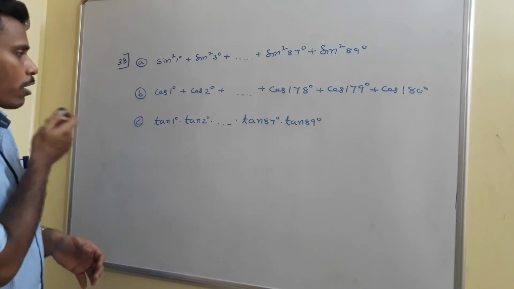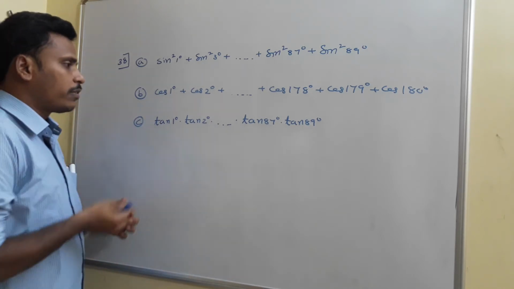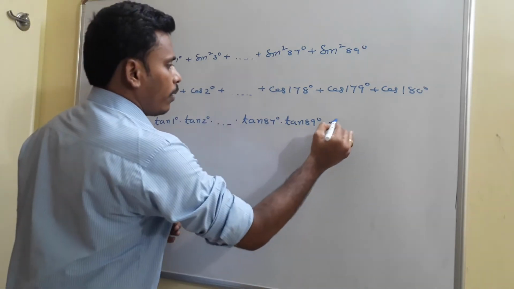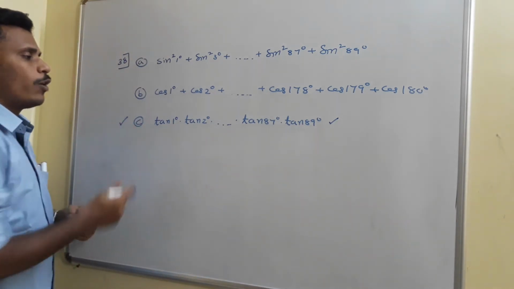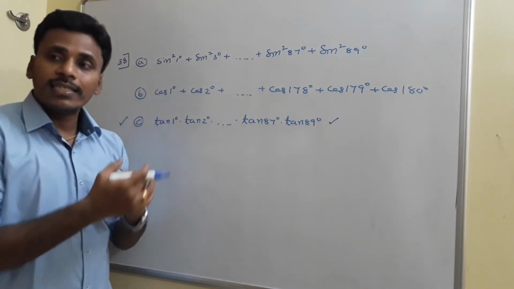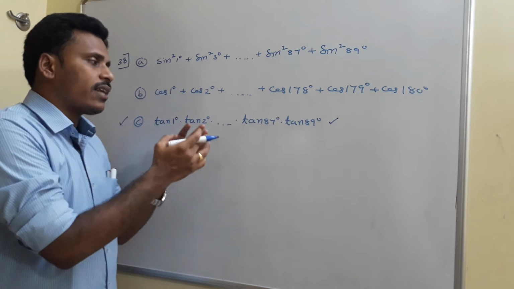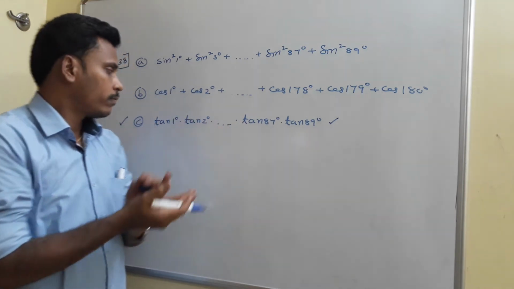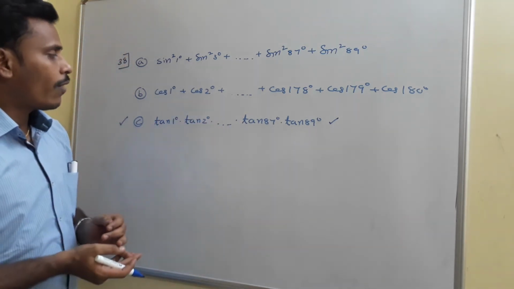Okay? I will start my discussion with the C bit. How to solve this C? Just have a look at this. Tan 1 degrees, tan 2 degrees, tan 3 degrees, tan 4 degrees, and so on. What we have up to?